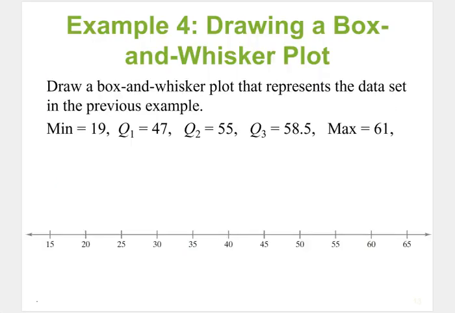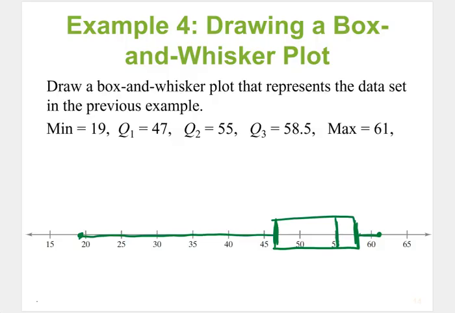All right, so our minimum was 19. So at 19, we're going to put a dot. Our Q1 is 47, so at 47, we're going to put a line. At 55, we're going to put a line. At 58.5, we're going to put a line, which is about right there. And at 61, we're going to put a dot for our max. So here's our box, and here's our whiskers.